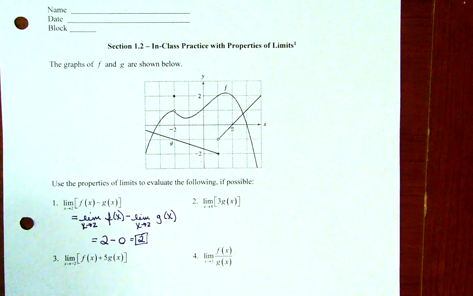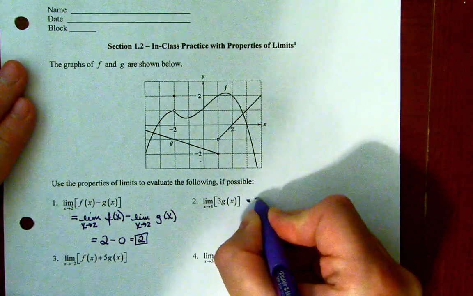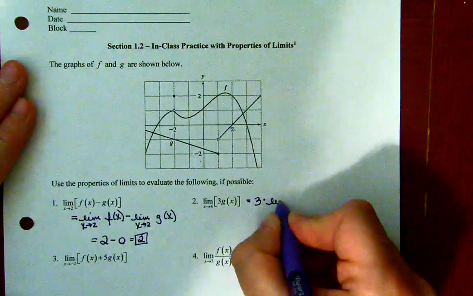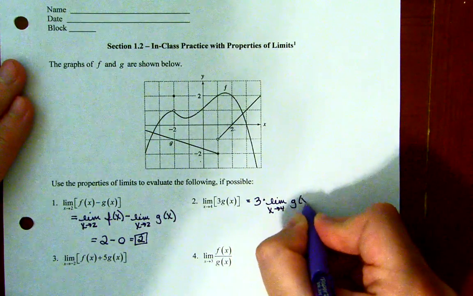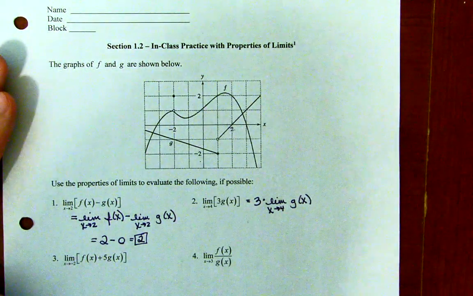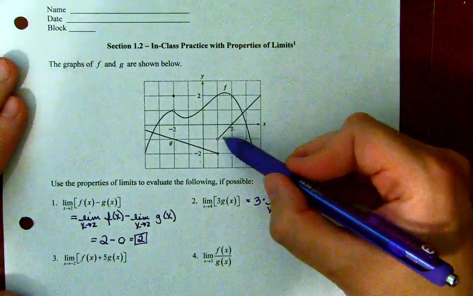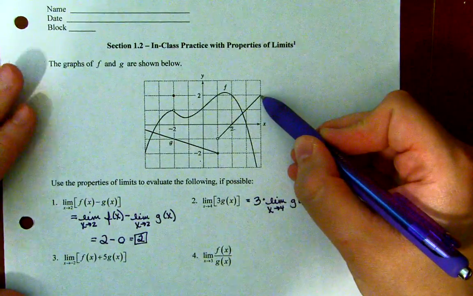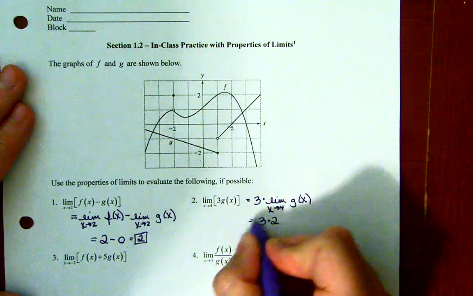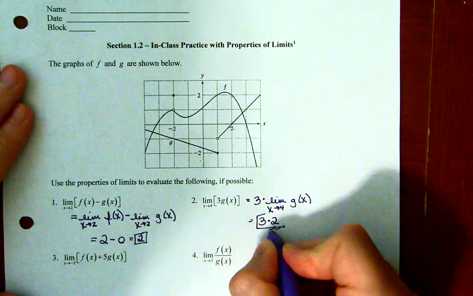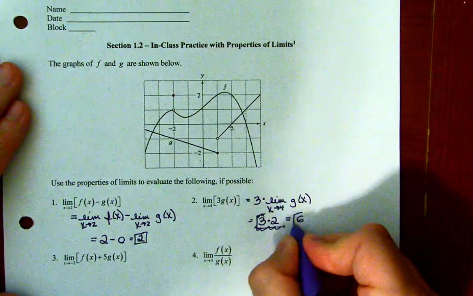Number 2, we have our scalar product property that says I can take that 3 and move it out front and turn this problem into 3 times the limit as x approaches 4 of g of x. Okay, well, let me go do that limit as x approaches 4 of g of x. Here's my g function. As x is approaching 4, looks like my y values are approaching 2. So I'm going to say 3 times 2. Whoops, no, that's not my final answer. I'm going to say 3 times 2, which, of course, equals 6.